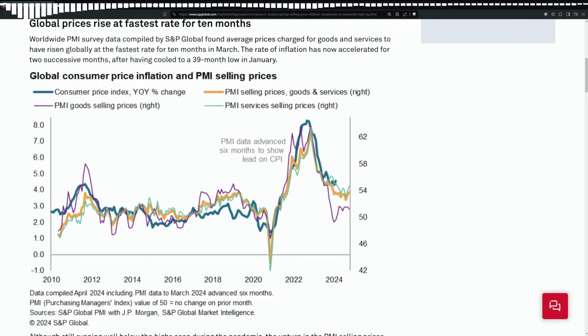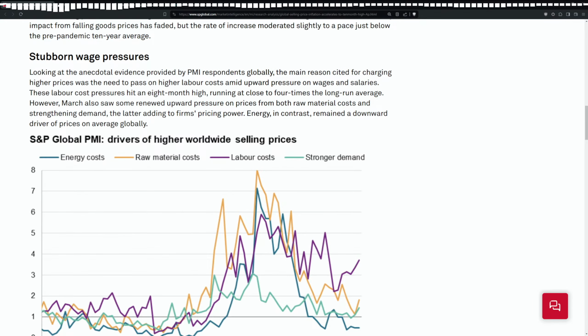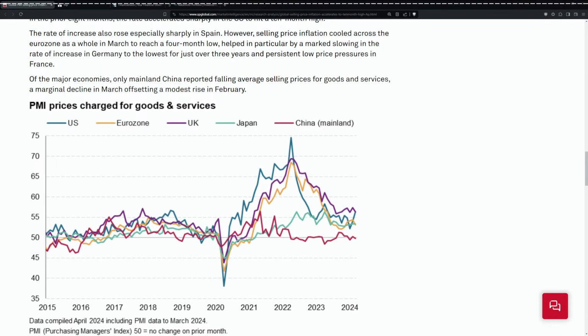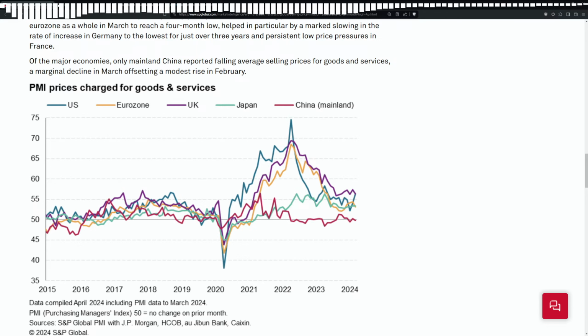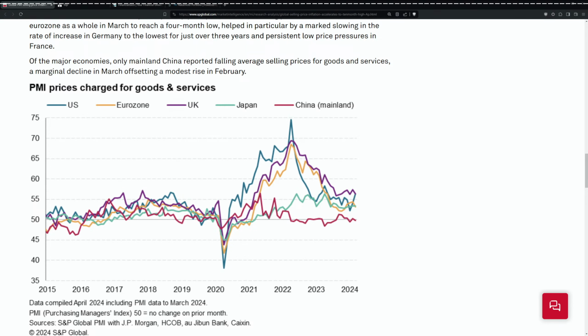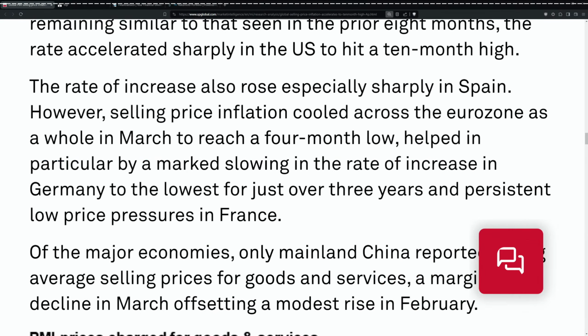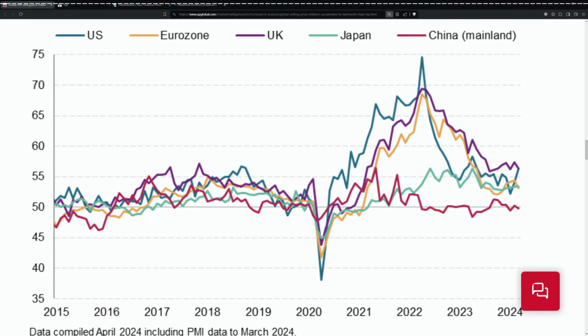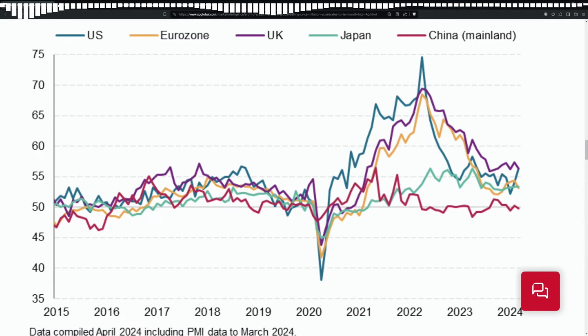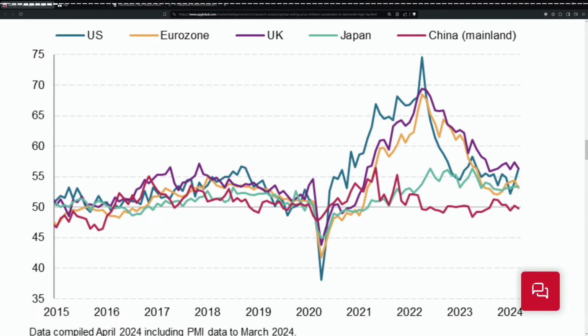So what we want to look at is, again, this is global, but on the US front, let's see here. Yeah, here's the US side of things. PMI prices changed for goods and services. This is composite. This is the US here in blue. And I don't know if you can see that here on the far right, but this thing has now hit a new high that we haven't seen essentially since the first quarter of 2023.